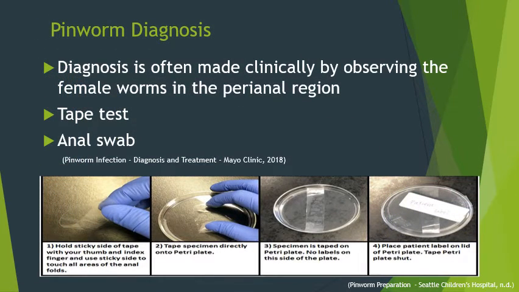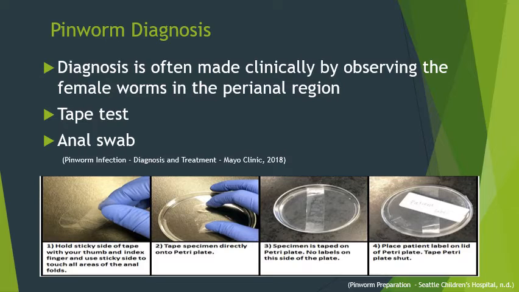Diagnosis is made clinically by observing the female worms in the anal region. If you suspect that a loved one is infested, one can use a flashlight in a darkened room to view the anal region. This is best done at night because the females travel to the region to lay their eggs at night. This should be repeated several nights in a row if nothing is found on the first night.